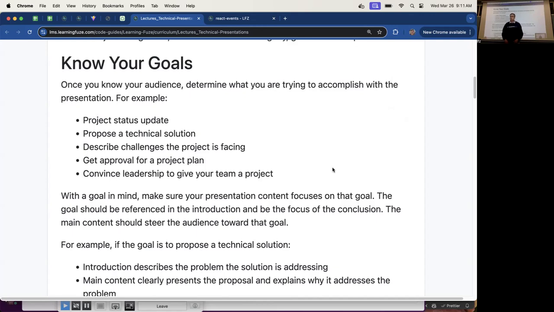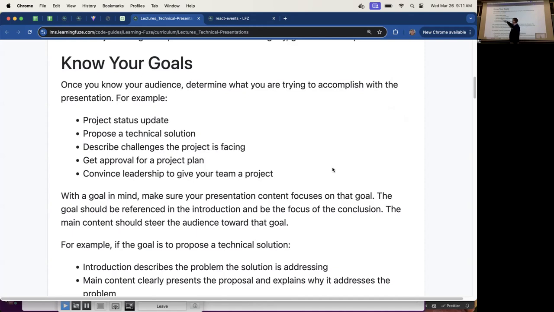What are you trying to accomplish? Why are you even giving this presentation? If you don't know the goal, you're not going to achieve the goal at the end of the presentation. Your audience maybe will be entertained, but they won't really have done anything reasonable and worthwhile. So you need to know your goal and what you're trying to accomplish, so that you can make sure everything is geared toward accomplishing that.